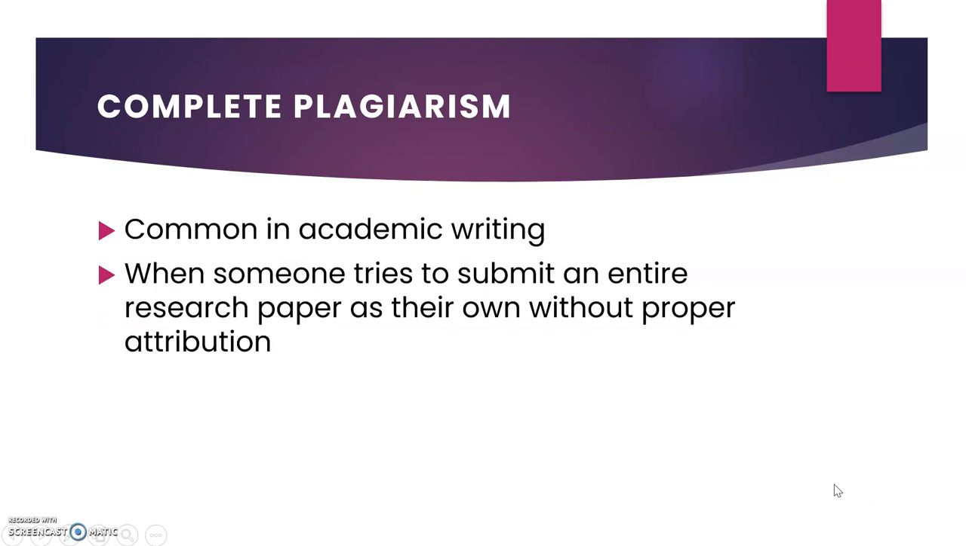The third one is complete plagiarism. Complete plagiarism is more common in academic writing than in content marketing or other types of online writing. This type of plagiarism occurs when someone tries to submit an entire research paper as their own without proper attribution. For example, this involves copying and pasting the original work in its exact words. The only thing that is changed is the author's name. So this is known as complete plagiarism.